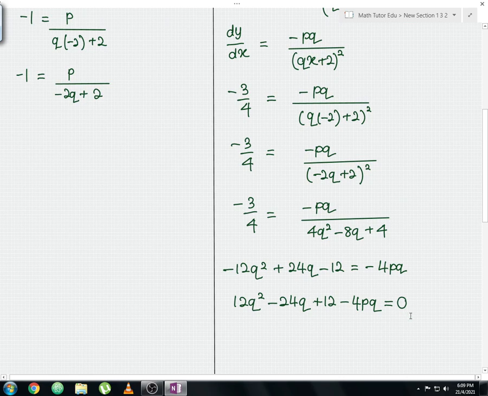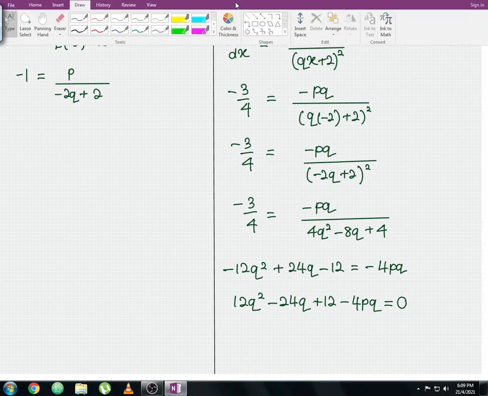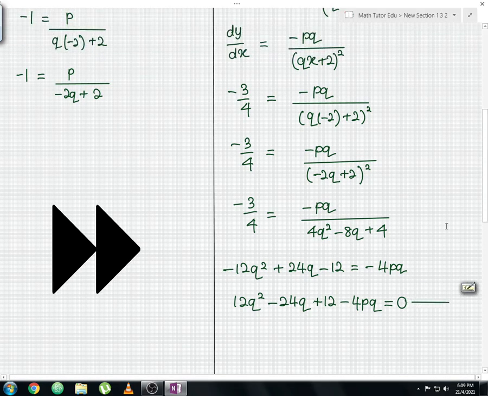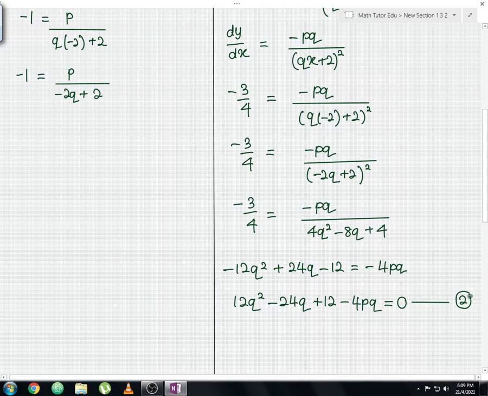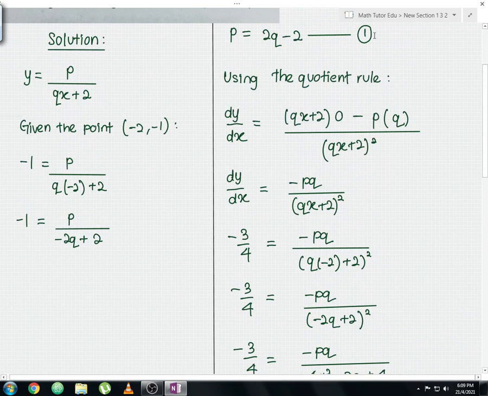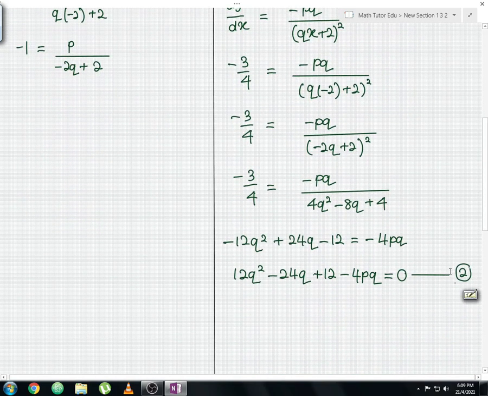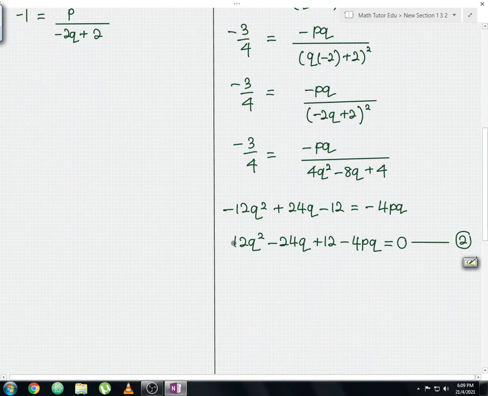Okay, this will be your second equation. Let me label this. So if the students can get until here, the rest would be very straightforward, guys. So what you can do is use equation 1 and substitute into equation 2. So from here, let us continue.